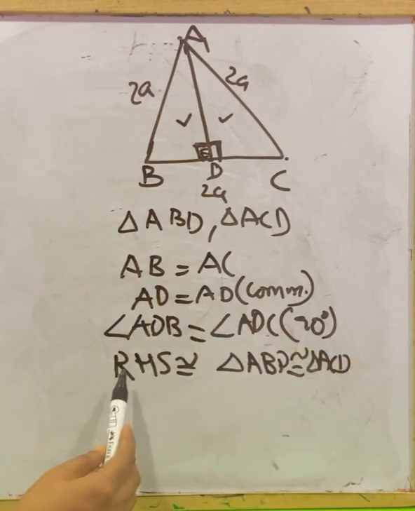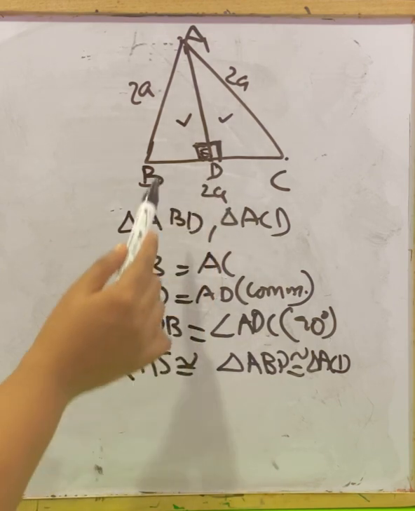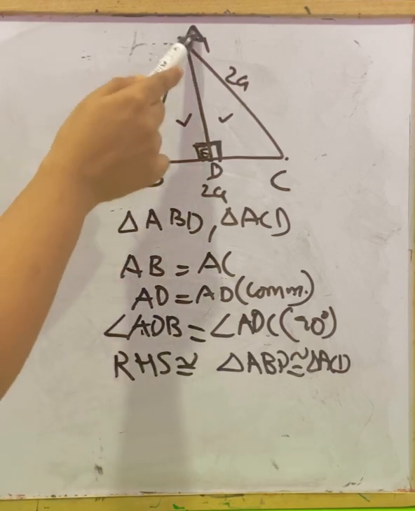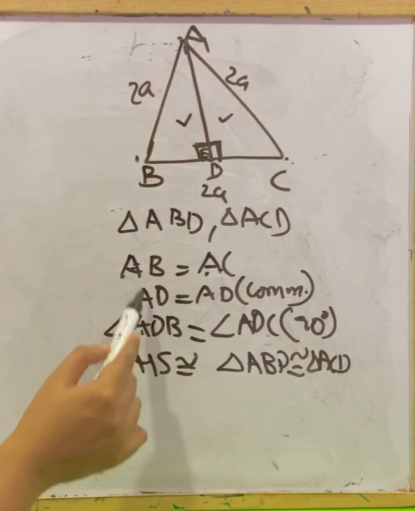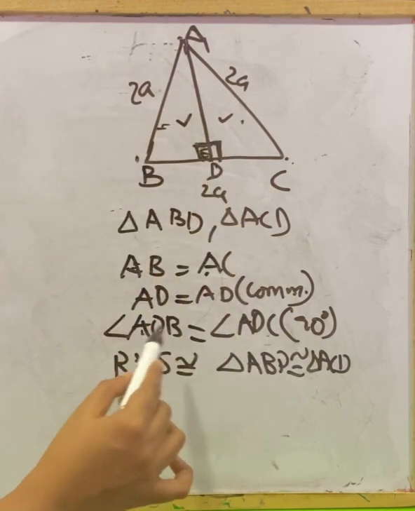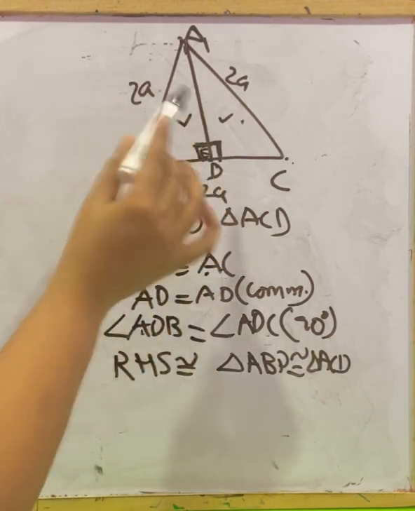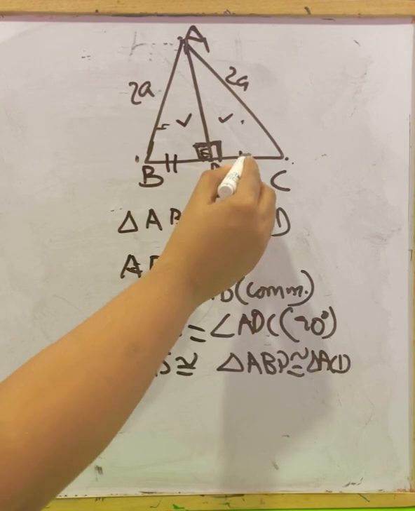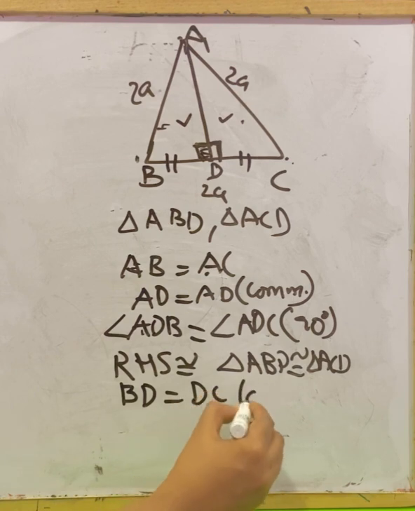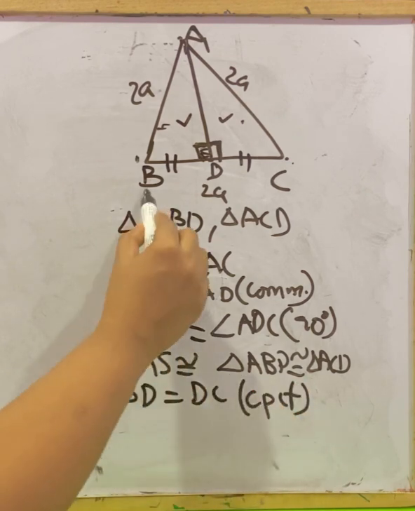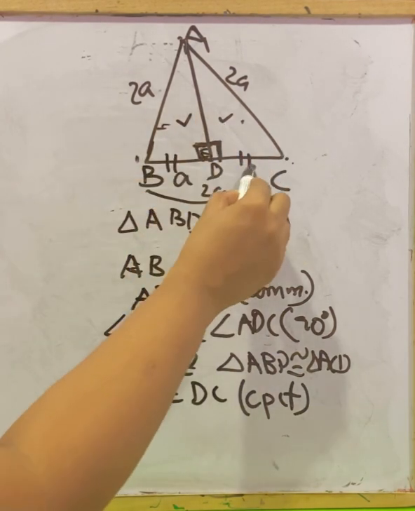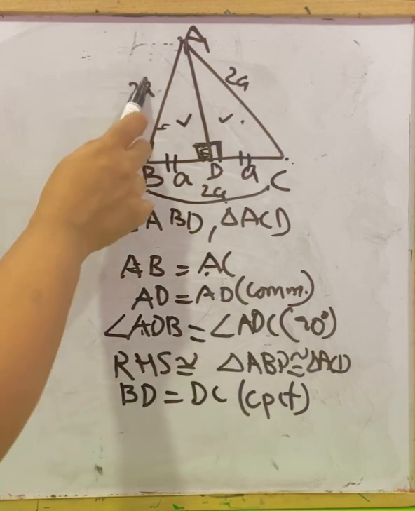In RHS congruency, we have one right angle, hypotenuse and one side. Here we have the right angle, the hypotenuse is here, 2A and 2A, this one. So hypotenuse and one side is here, AD equal to AD. So RHS is satisfied. So these triangles are congruent according to RHS congruency. Now if these two triangles are congruent, we can say these sides are equal according to CPCT. So BD equal to DC. Reason is CPCT. Now if this is 2A and if these two sides are equal, we can say this is A, this is A. So we got 2A and A here.